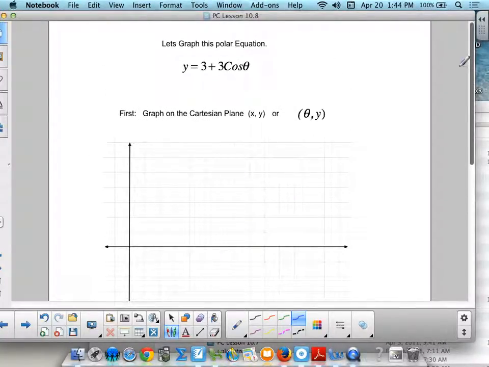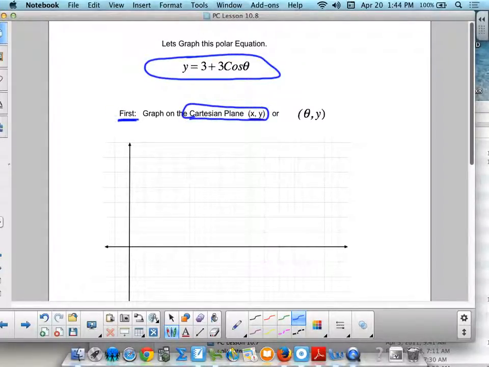So what we're going to do is take every one of these equations on our worksheet. First, we're going to graph them on a Cartesian plane. So basically, the XY plane. And when I say XY, it's kind of weird because X is really theta, and y is y, so nothing changes there. So here I am graphing this just like I did on the previous 4 slides, except this is cosine, not sine.